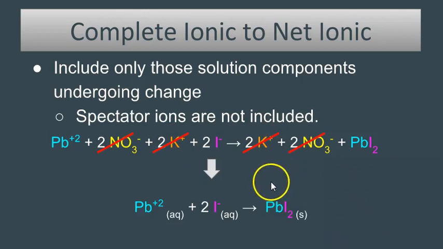So our net ionic equation is just our lead ions and our iodide ions coming together to form a solid lead iodide precipitate. And this is actually that yellow precipitate that you saw at the very beginning in that picture on the very first slide.